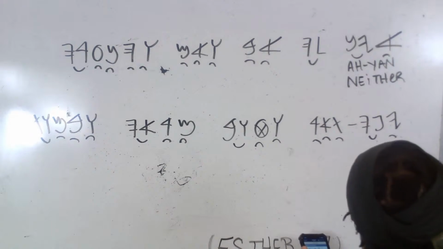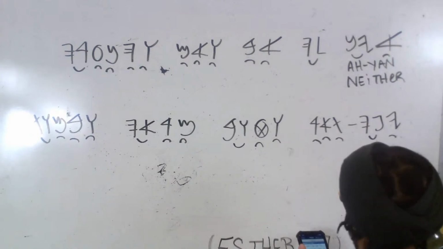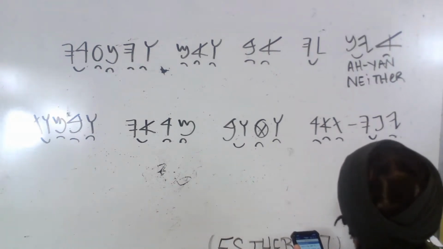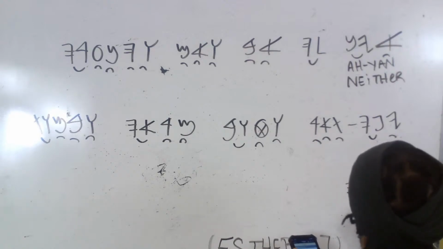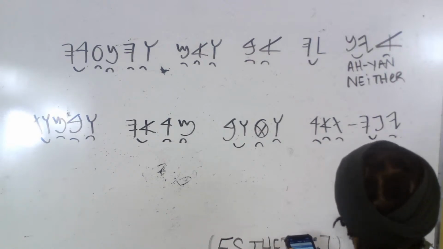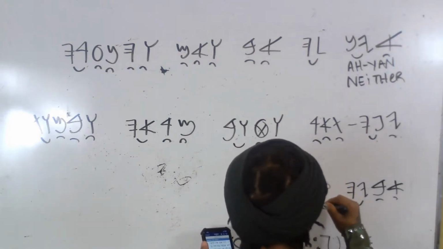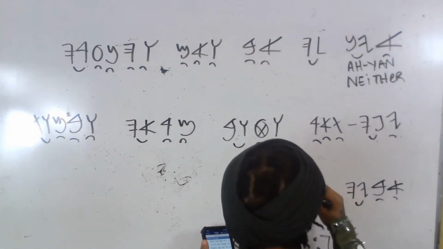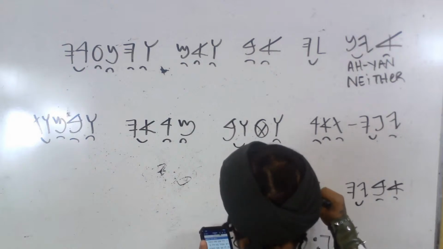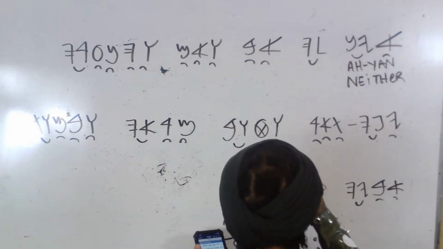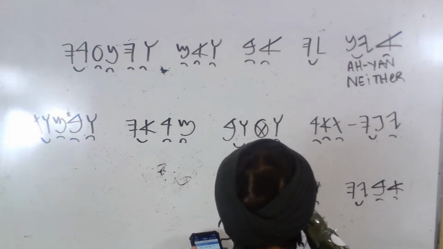Let's write out Abaya. Abba, Ya. Abaya, Wa. Ama. Damn, I'm starting to write my own handwriting up here.